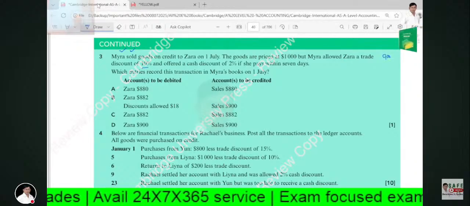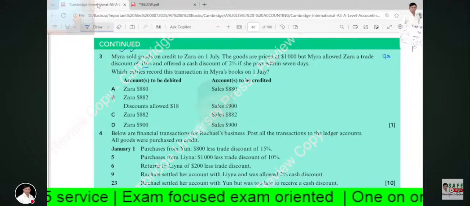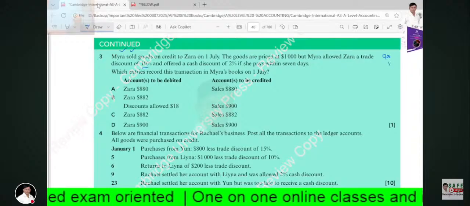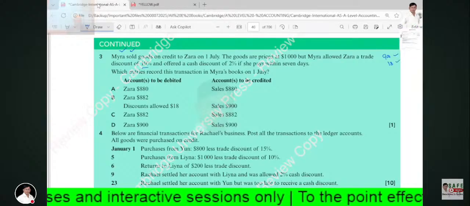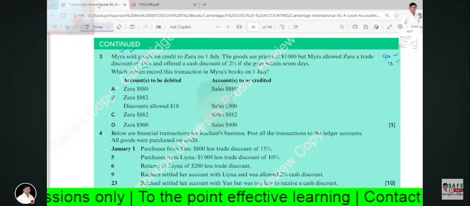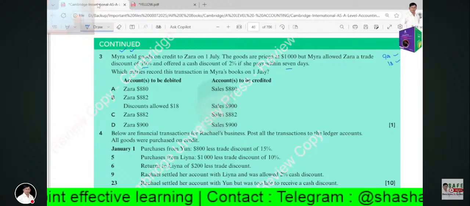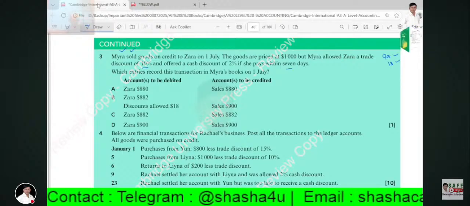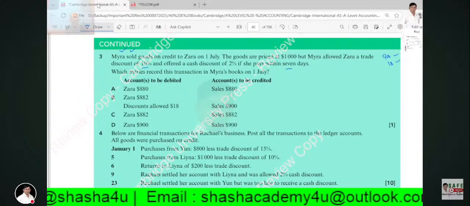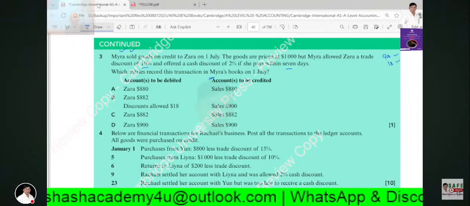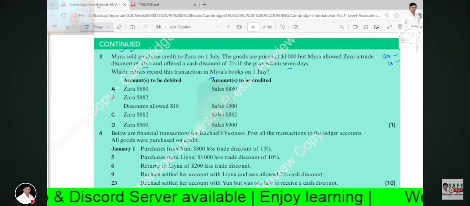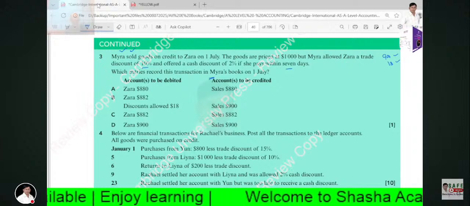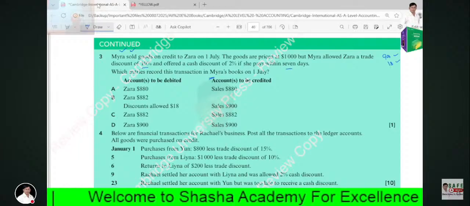So cash discount of 2% is nothing but 18. So this will be recorded. She pays within 7 days. So now which entries record this transaction in Myra's books? Myra has sold, so sales entry will be recorded, okay? So it will be recorded at 900.